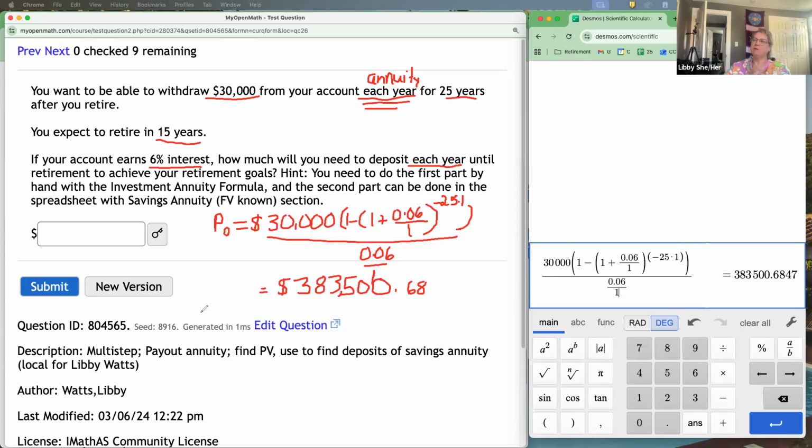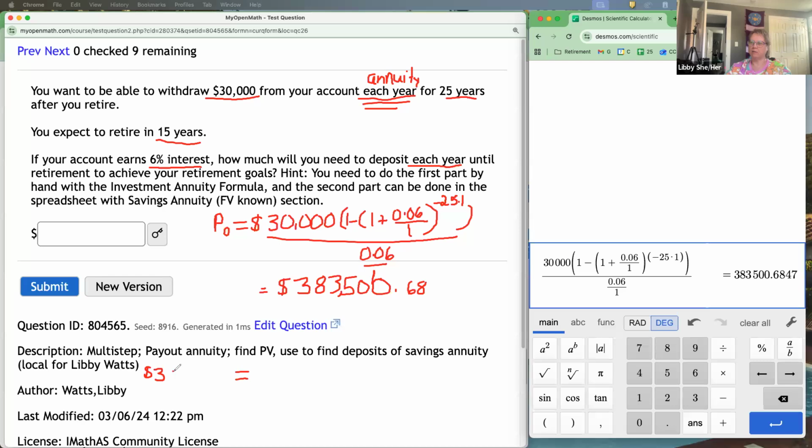All right, for the second part, now we need to figure out, this isn't even the answer, but we need this to be able to do the second part. So the second part is saying how much we need to deposit each year. So that's talking about a savings annuity. Savings annuity is P sub 0, P sub n. But instead of P sub n, I'm going to put what we just found, because that's what we need to have.